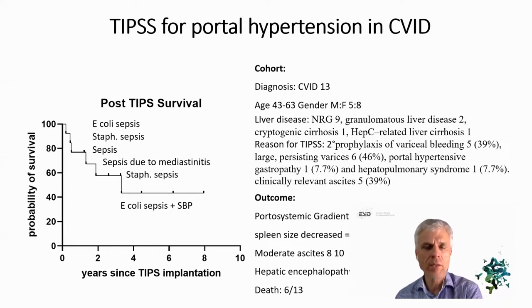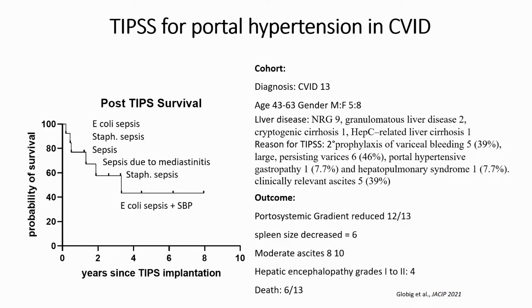Yeah, just the summary, which again was put together by Anna Maria Globig, was a multi-center study from Europe and Northern America, trying to collect as many patients who have received TIPS for portal hypertension in CVID. So we gathered a total of 13 CVID patients. They were in the age range of 43 to 63. Male-female distribution was 5 to 8. Underlying liver disease was NRH in 9 patients. Granulomatous liver disease in 2, cryptogenic cirrhosis in 1, hepatitis C-related liver cirrhosis in 1.